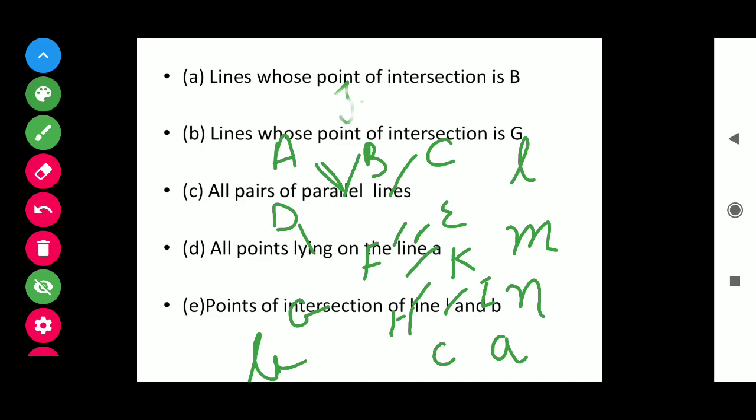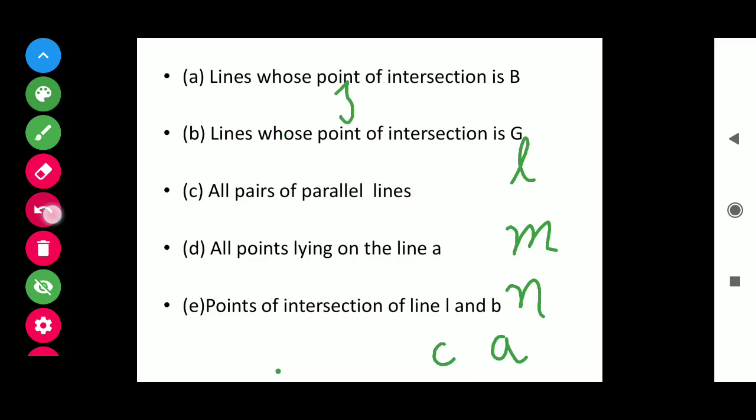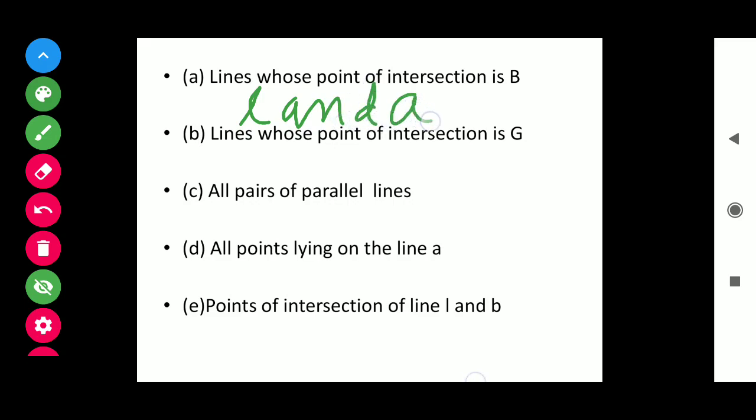First question is: lines whose point of intersection is B. You can see the figure in the textbook. So lines L and A both have B as an intersecting point. Lines whose point of intersection is G. So lines B and N, these both lines have point G as an intersection point.